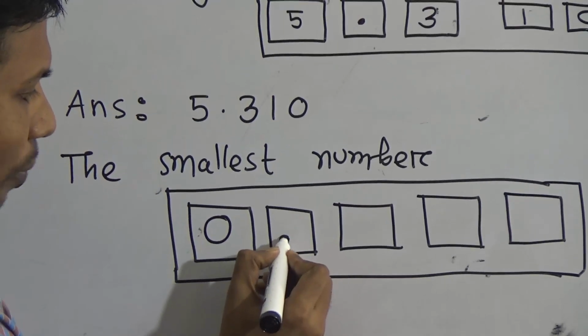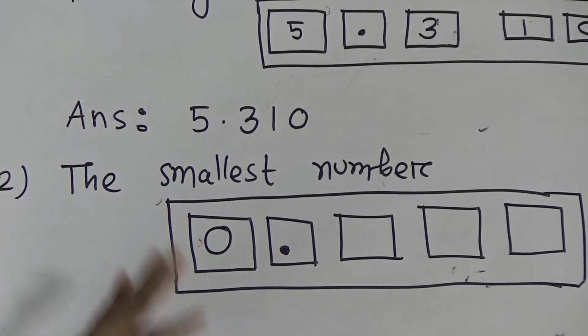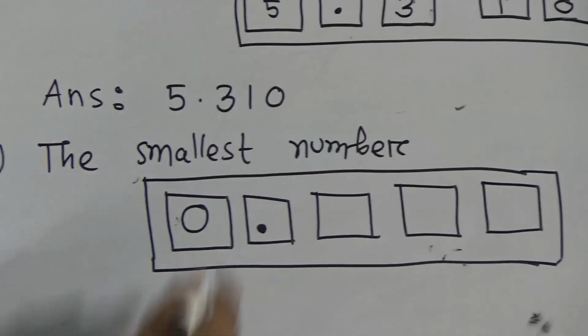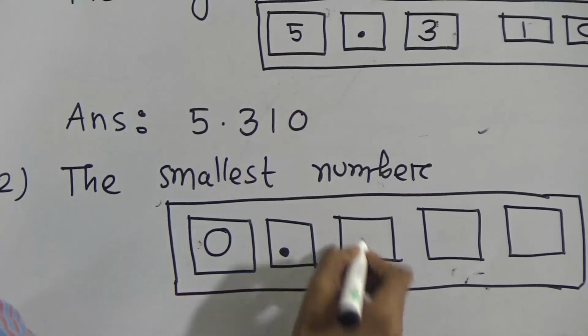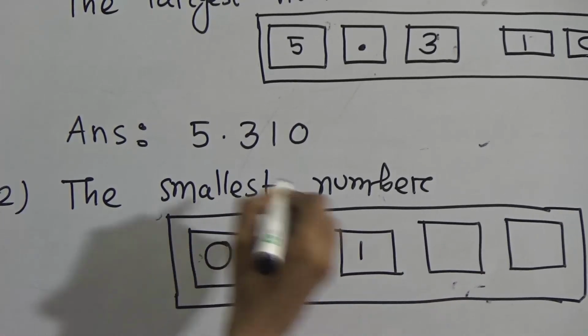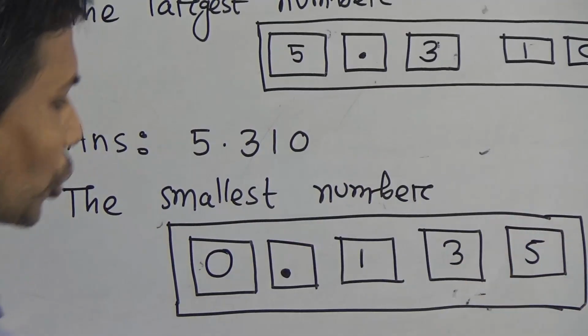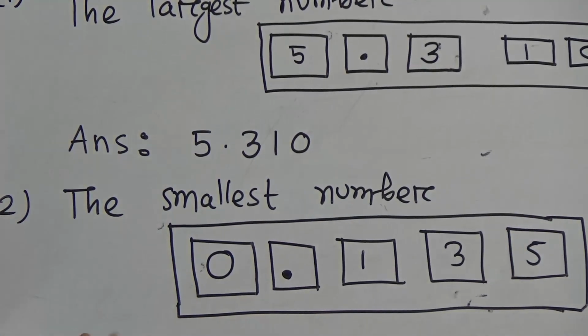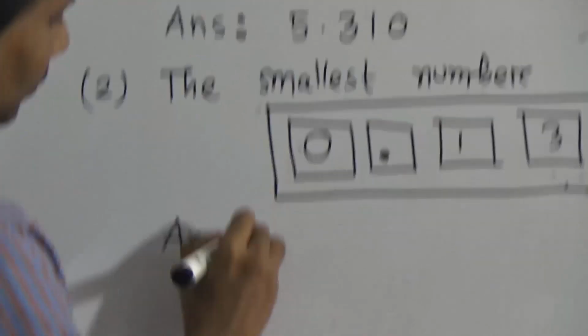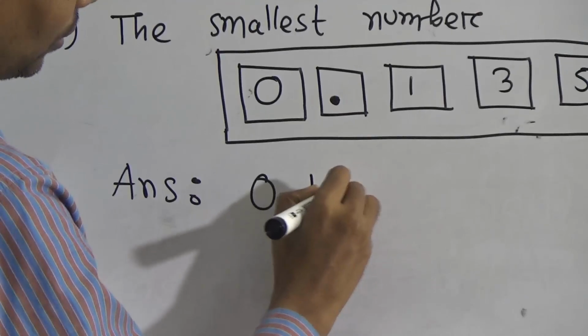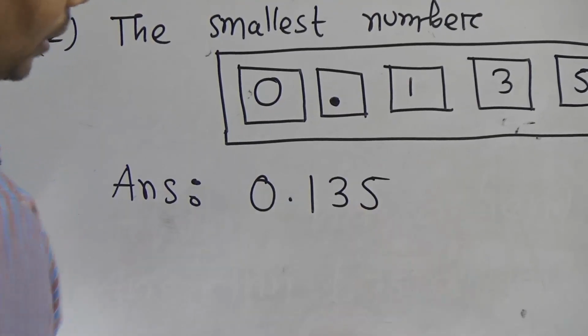Then the decimal point. You must place the decimal point because this information is given in the format. Okay, now put the decimal symbol. Then which one? Then 1. 1 is the smallest. Then 3. Then 5. Okay, so this is the smallest number. You write here the answer 0.135. This is the smallest number.